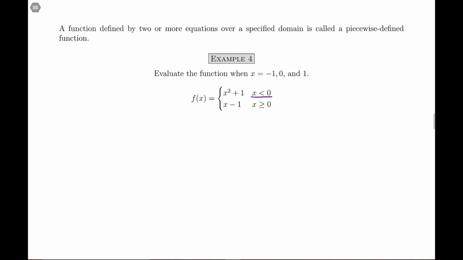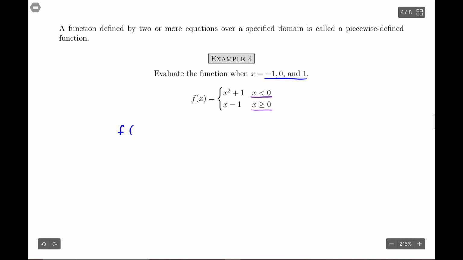The other piece of this piecewise function is f of x is equal to x minus 1 when x is greater than or equal to 0. So anytime you have an x value of 0 or greater than 0, you would use the x minus 1 portion of this function. So we want to evaluate this function using x values of negative 1, 0, and 1.